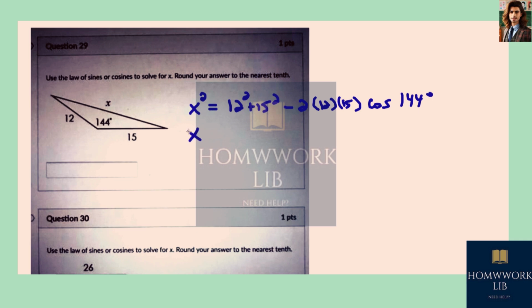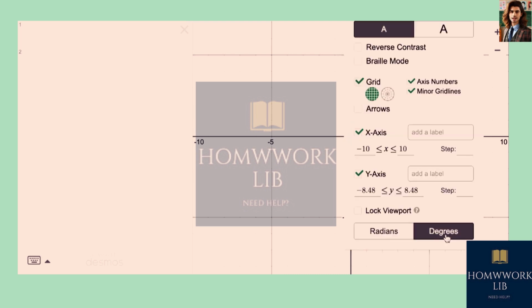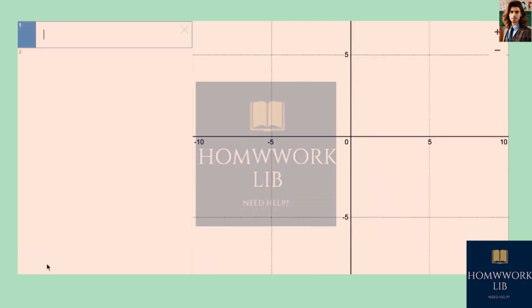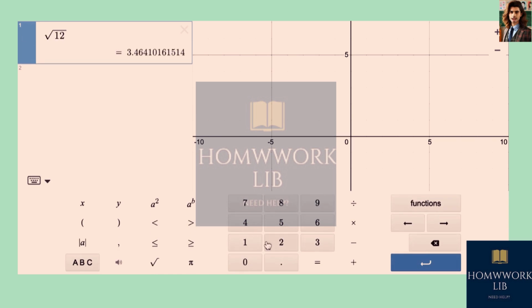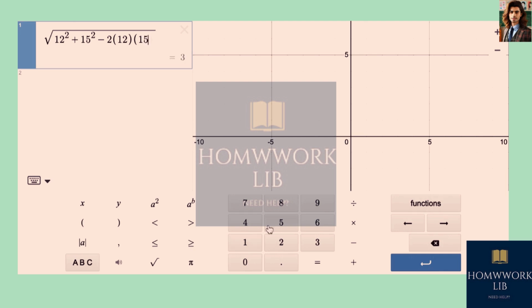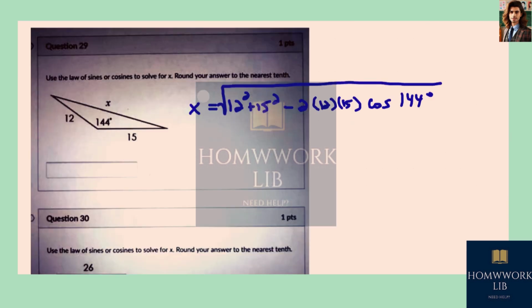So x is equal to the square root of all of that. We can go right to the calculator now, and make sure your calculator is in degree mode. We can do the square root of 12 squared plus 15 squared minus 2 times 12 times 15 times the cosine of 144 degrees. To the nearest tenth, we'd say that's about 25.7.